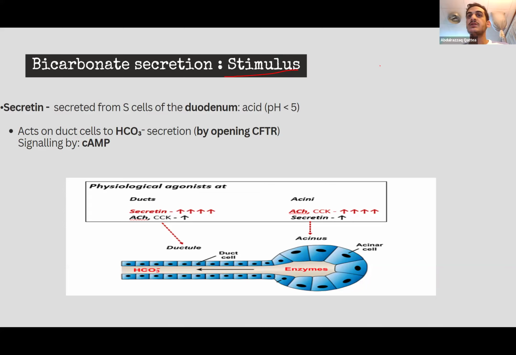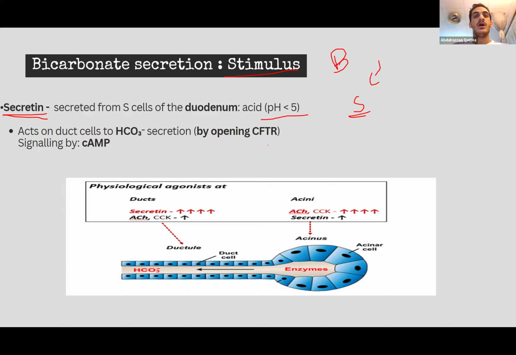What happens is that after the stomach empties into the duodenum, there is a cell called S cell. This S cell is going to sense the acidity, or the drop in the pH, and then it will release a hormone called secretin. Secretin will go to the ductal cells and secrete the bicarbonate. Why ductal cells? Because as we said before, the ductal cells are responsible for bicarbonate secretion.